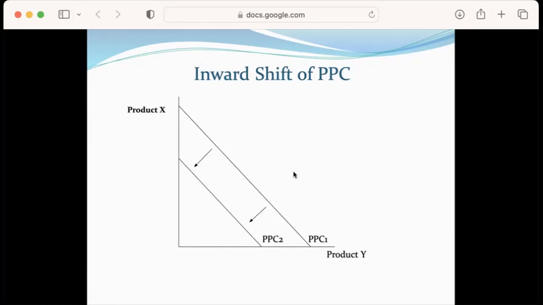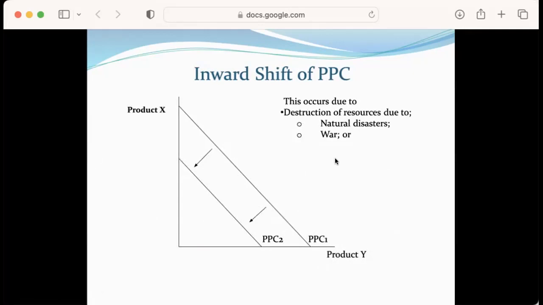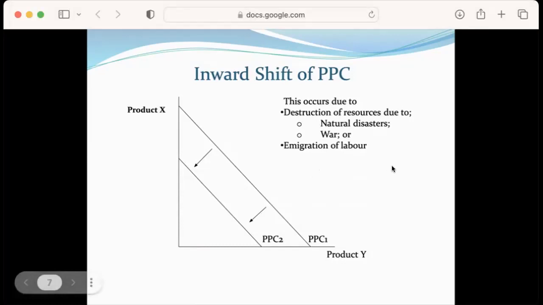So an inward shift of PPC can occur maybe due to destruction of resources because of a natural disaster, or because of a war or an internal conflict. Or it can also happen because of emigration, that is, workers leaving permanently out of this country to other countries. Workers are one of the most important resources or factors of production, so the ability to produce will fall because of that, right?